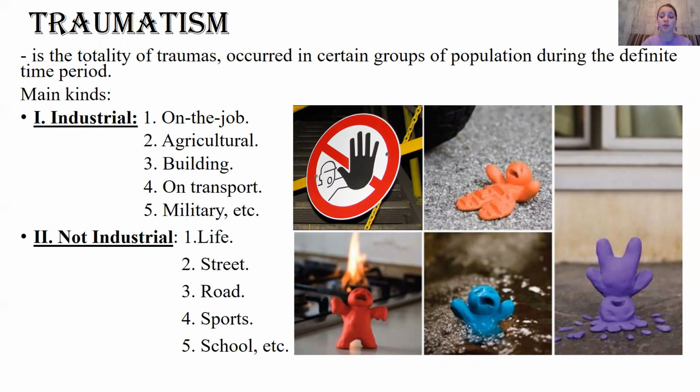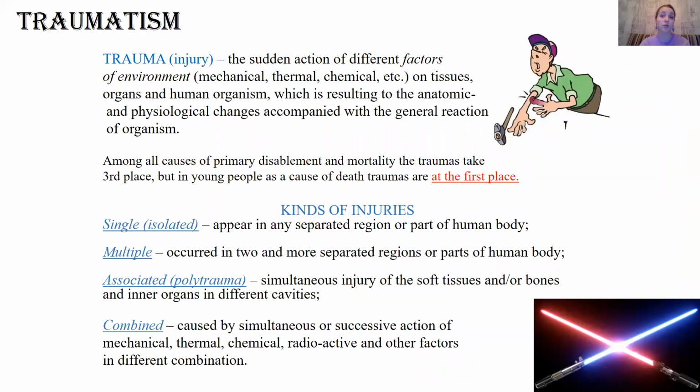So if we talk about traumatism, we need to talk about trauma or injury. What is trauma? The sudden action of different environmental factors, mechanical, thermal, chemical, on tissue, organ, and the human organism, resulting in anatomic and physiological changes accompanied by a general reaction of the organism. Among all cases of primary disablement and mortality, traumas take the third place in the world, but in young people, as a cause of death, trauma is in the first place. So it's a very important problem for children and young persons.